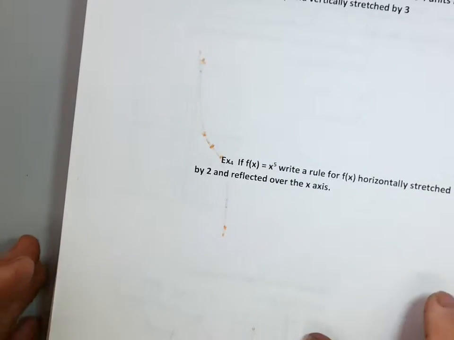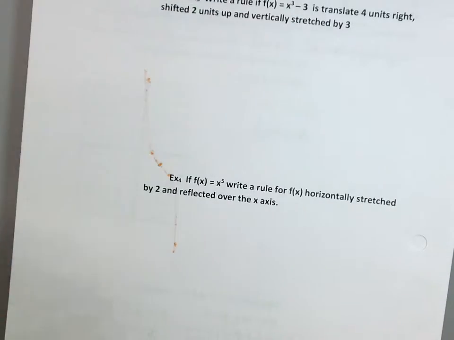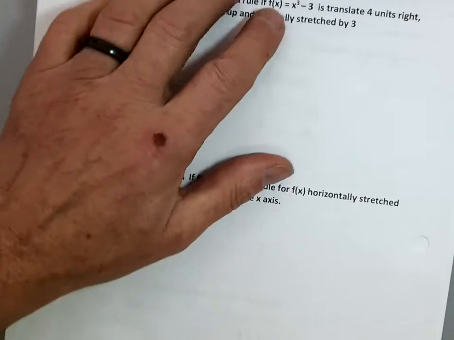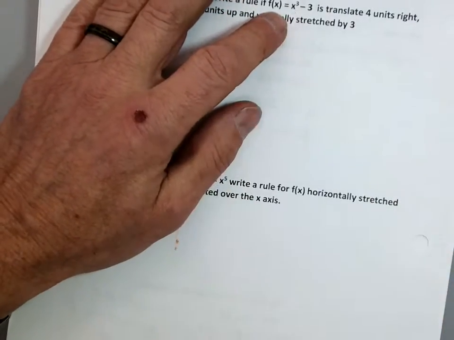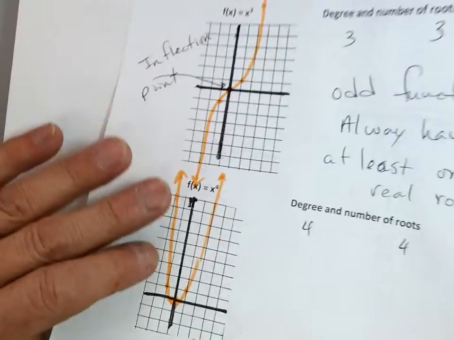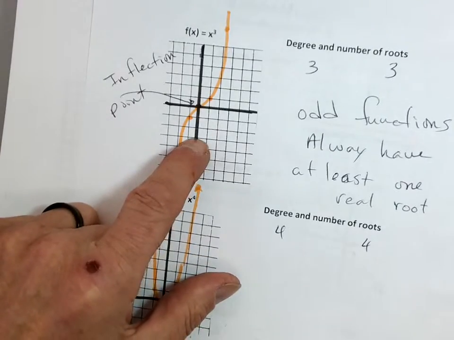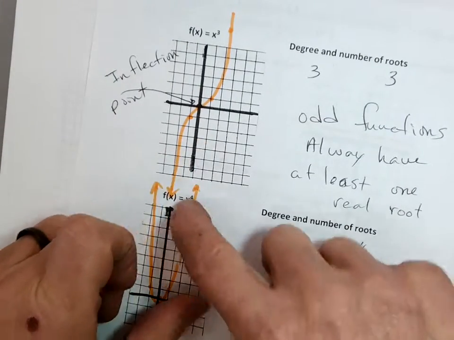All right. Okay, now write a rule. So we're not going to graph it, but write a rule. So f of x is x cubed minus 3. So it's technically this graph, but it's down here. So the graph we're looking at really looks like this, okay?